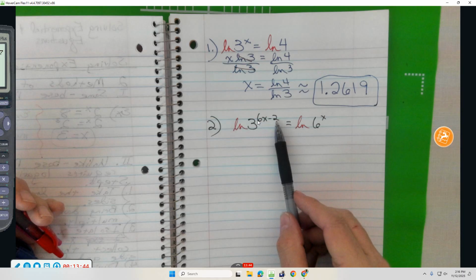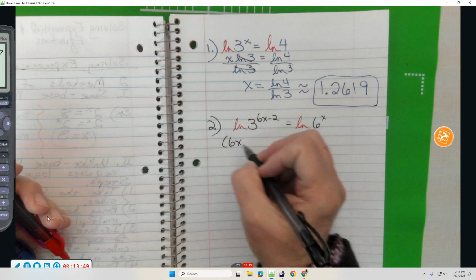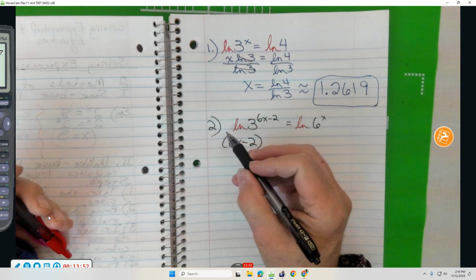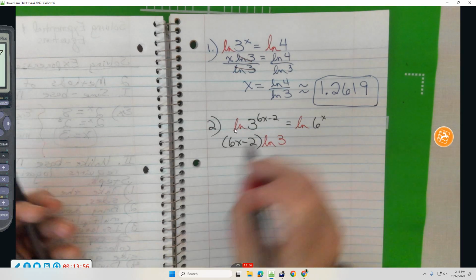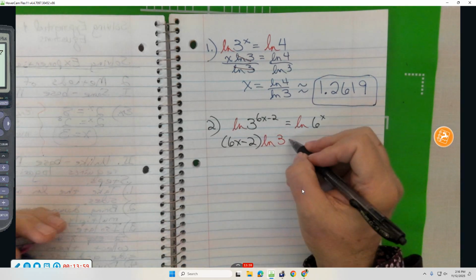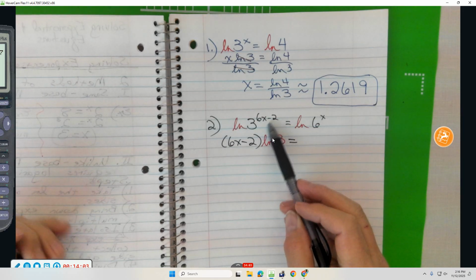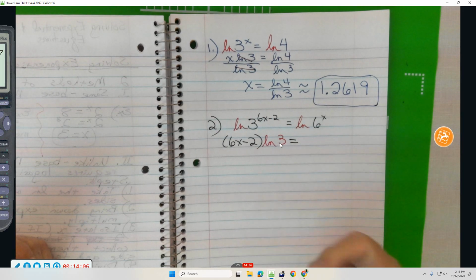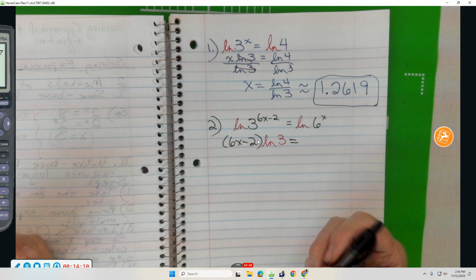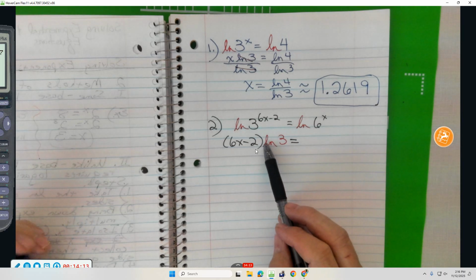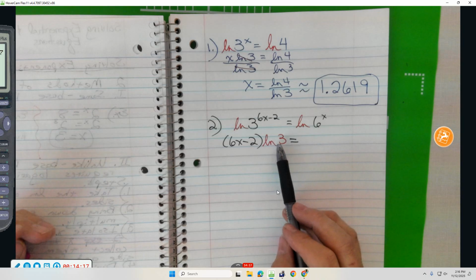Realize we have 2 terms up here as that exponent. That's 6x minus 2. We're going to bring it down, and it's going to have to be multiplied by the natural log of 3. We picked up the 6x minus 2. We brought it down times the natural log of 3, which is just that decimal number, approximately 1.1.